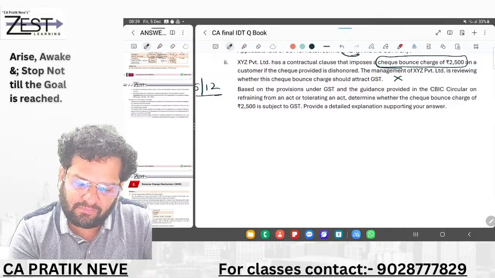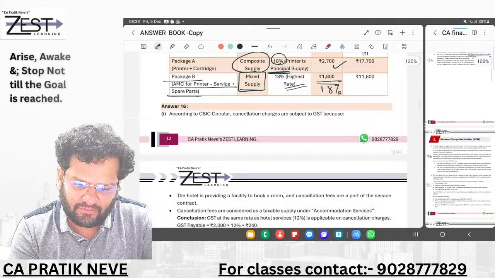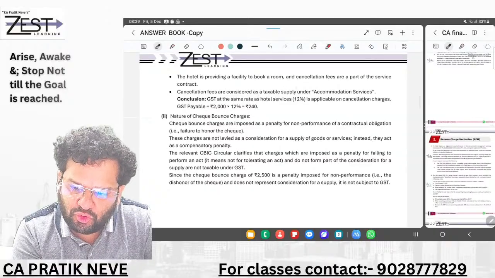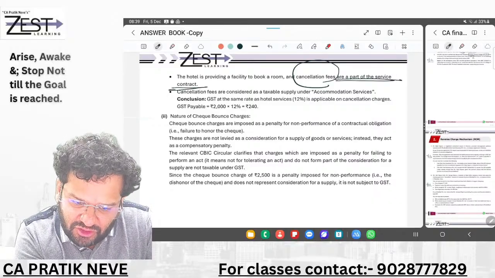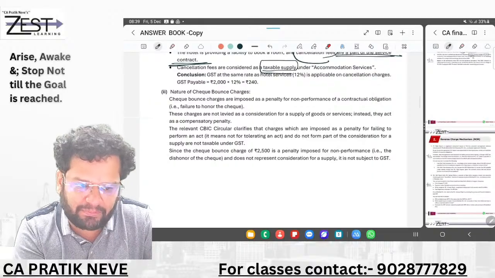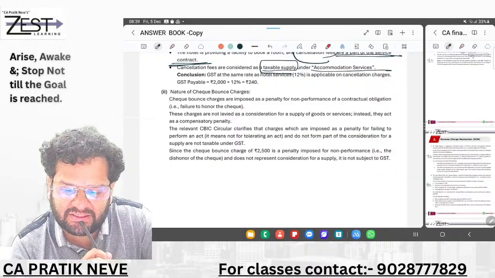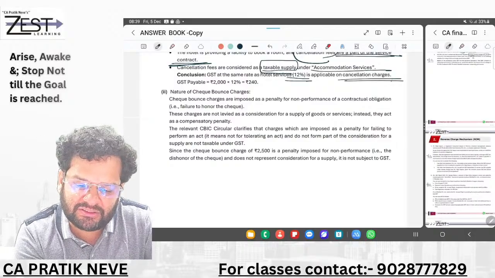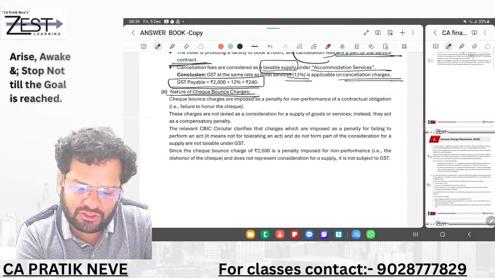Okay, let's see. So see, the hotel is providing facility to book a room and cancellation fees are part of service contract. Cancellation fees are considered as taxable supply under accommodation services. So GST at the same rate as hotel services, that is 12%, is applicable on cancellation charges. Clear?